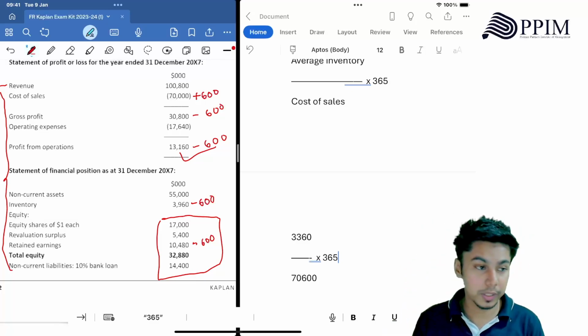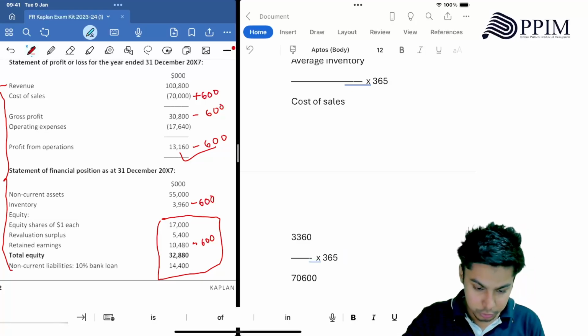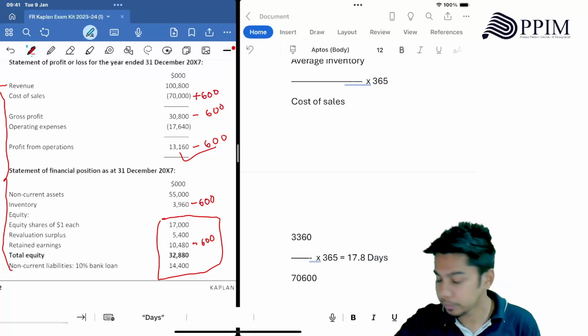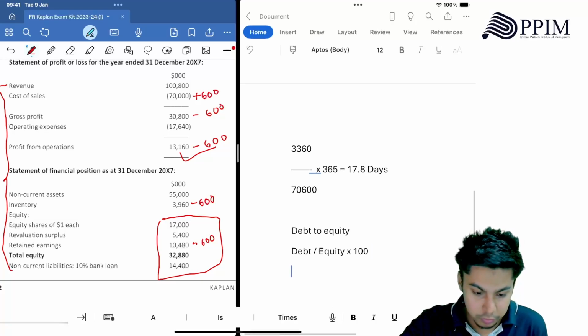17.8 days. Is it okay? 17.8 days should be the answer, right? 17.8 days approximately. Right. Okay, then, guys, let's move on to the next part.